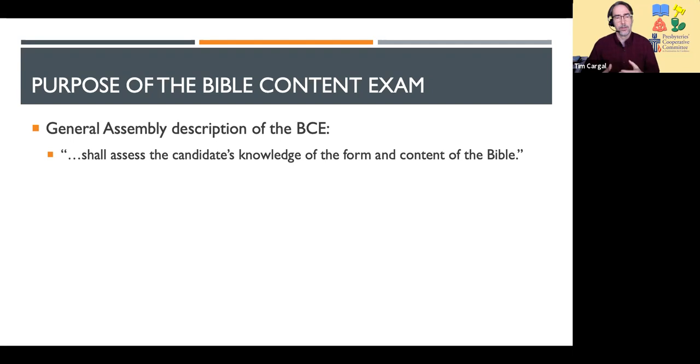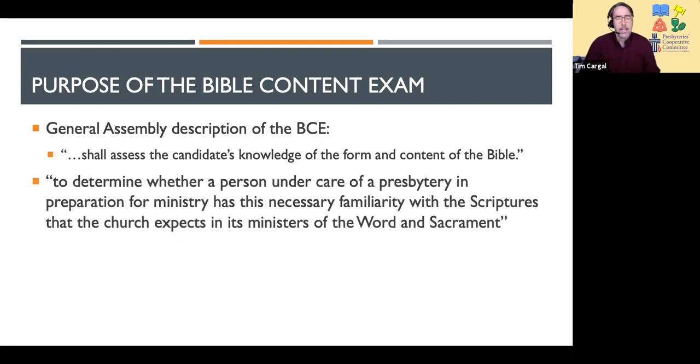And so it is then the responsibility of the PCC, the Presbyterian Cooperative Committee, to take that guidance and flesh that out. The structure of the exam has been pretty steady for the some 50 years that it has been given. And for the PCC, the purpose is to determine whether a person under care of a presbytery in the preparation for ministry process has the necessary familiarity with the scriptures that the church expects in its ministers of word and sacrament.